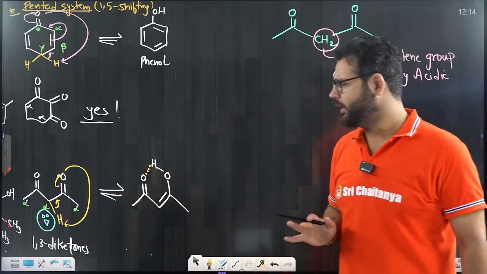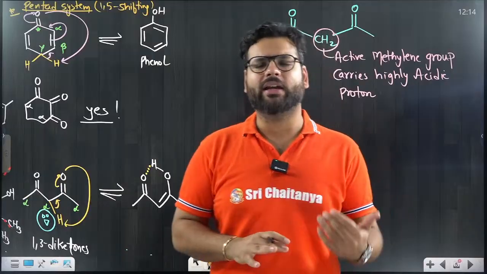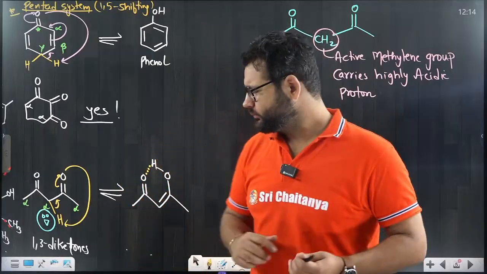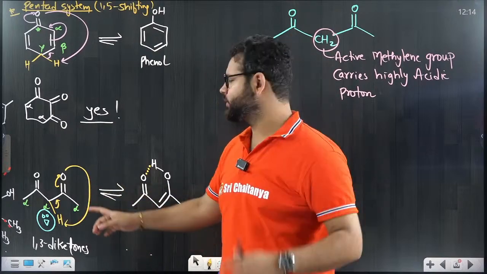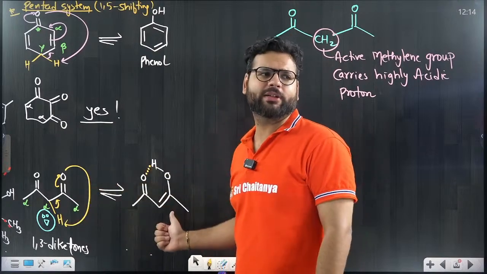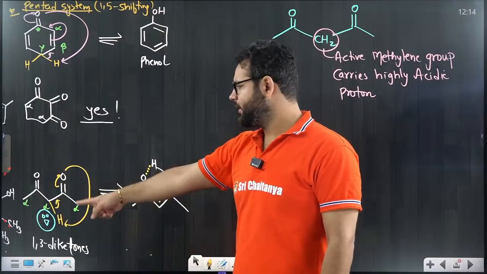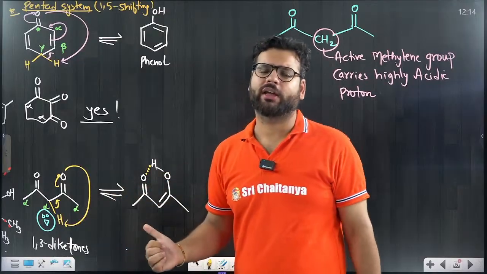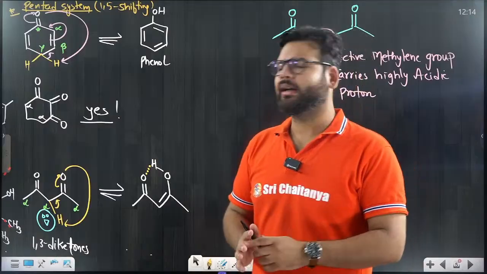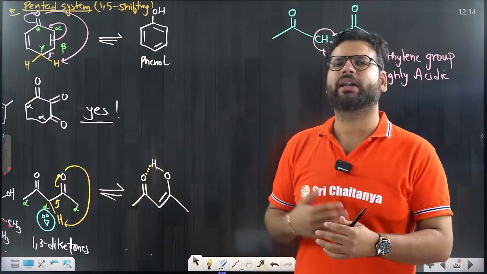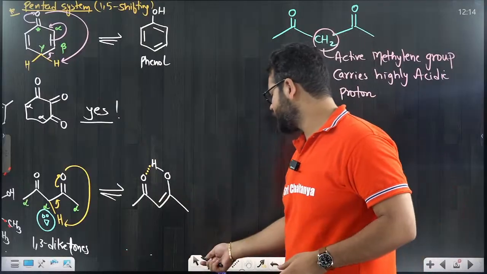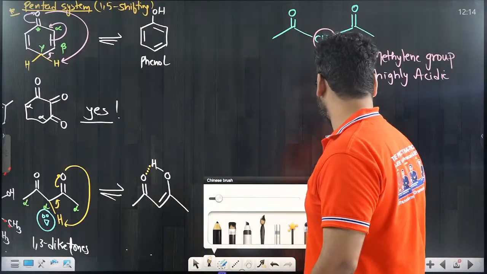Exact value I'm not telling, but in beta diketones, you will see that the ratio, which initially in normal ketones was 99% ketone and 1% enol, is not that now. It is almost 92% and almost 8%. So actually it has shifted, it has made the enol stable. Enol is stabilized by hydrogen bonding.